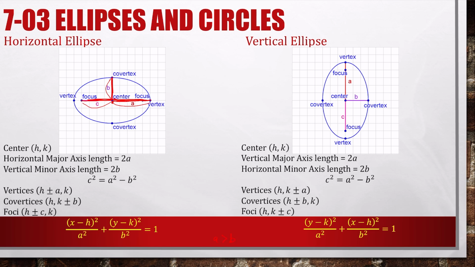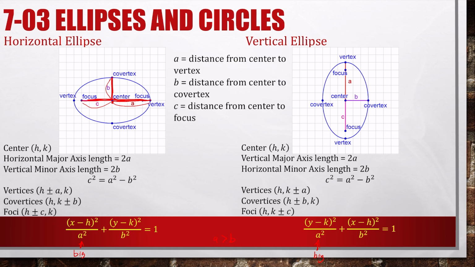So to know whether it's horizontal or vertical, the bigger number is on the bottom. So you look at the two denominators. Whatever letter that's under, x or y, tells you whether it's horizontal or vertical. x is horizontal, y is vertical. Like we said, a is the distance from the center to the vertex, b is the distance from the center to the covertex, and c is the distance from the center to the focus.